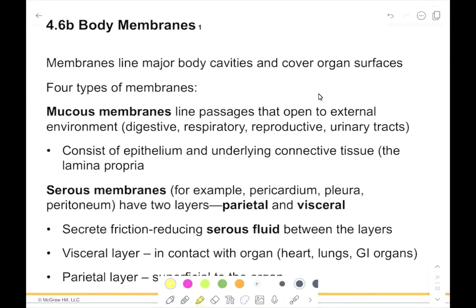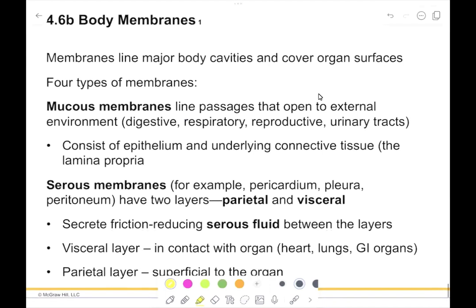Body membranes are also included in this chapter, and they actually fit with epithelium. We're going to talk about them here. These body membranes line major body cavities and cover organ surfaces. There's 3 different body membranes, or really 4 membranes. Actually, there's 3 main ones. The first 2 that we're going to talk about are mucous membranes and serous membranes, both of which are wet membranes. The mucous membranes open to the external environment.